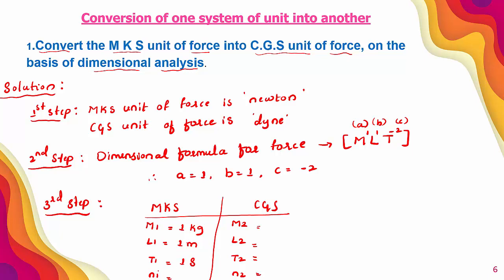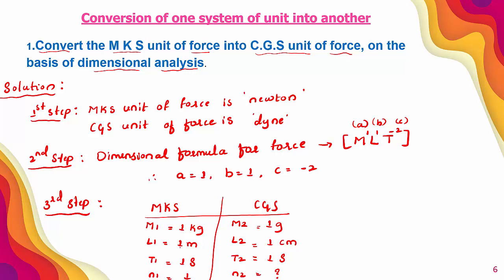What is N1? Numerical value. Let us take here 1. In CGS, M2 equal to 1 gram. We are going to express mass in terms of gram. L2 equal to 1 centimeter. Time we are going to express in terms of second. So now we have to calculate N2. 1 Newton equal to how many dynes? That we have to calculate. Is it clear? First we have to write their respective units of mass, length, time as well as its numerical value. This is the third step.